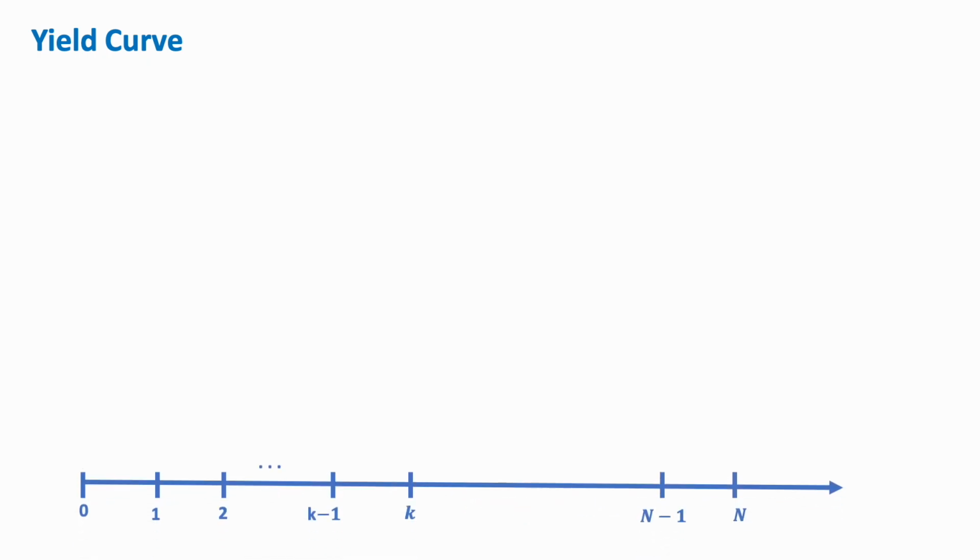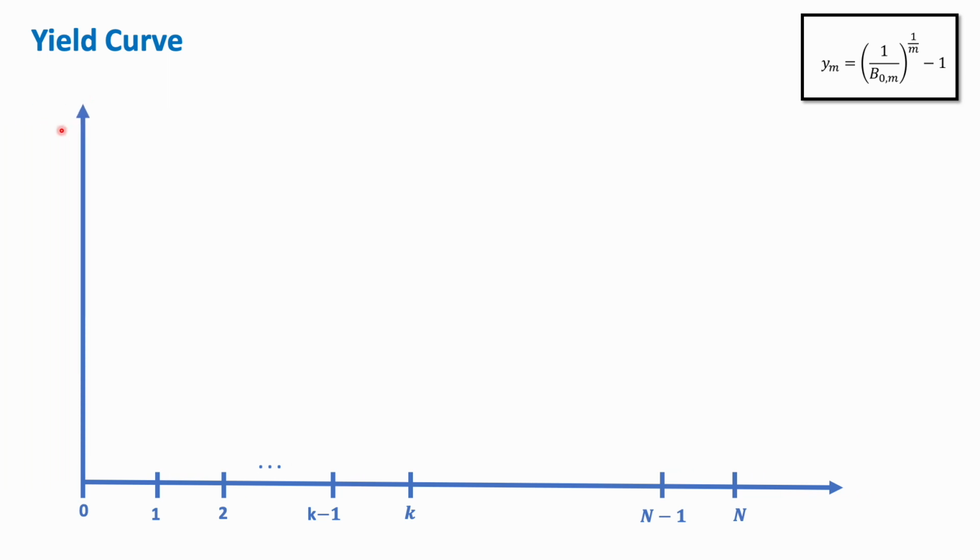So now that we know what the yield of a zero coupon bond at time M is, then we can start talking about the yield curve. To illustrate what the yield curve is like, we have our timeline just like before. And now we can think about adding a y-axis, and on this axis, it will help us to plot the yield that we have seen.